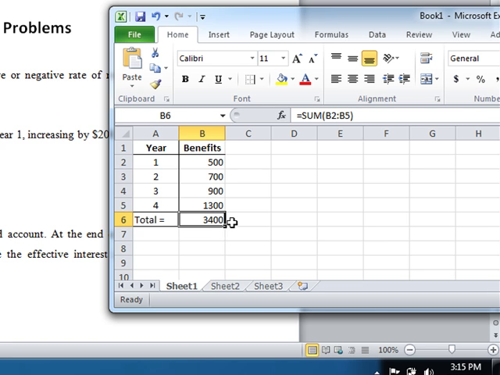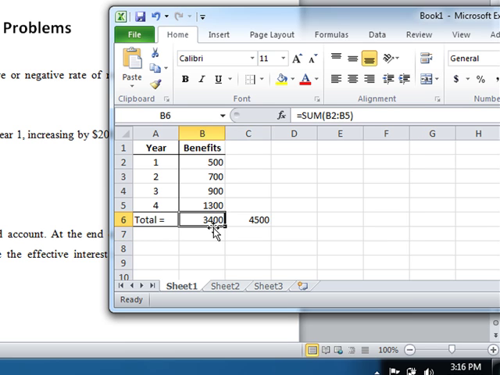And now we need to compare this number with the investment cost, the initial cost of the project. So what is the initial cost of the project? That is 4,500, right? So that is the cost, and the benefits are 3,400.